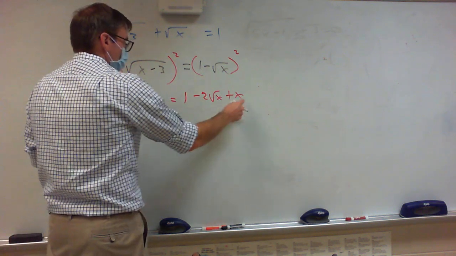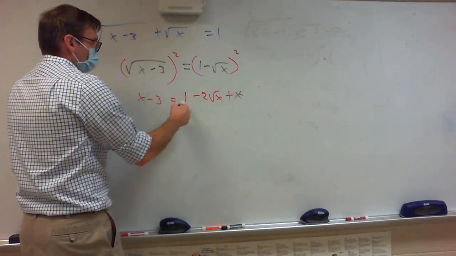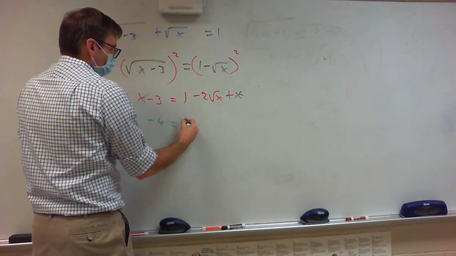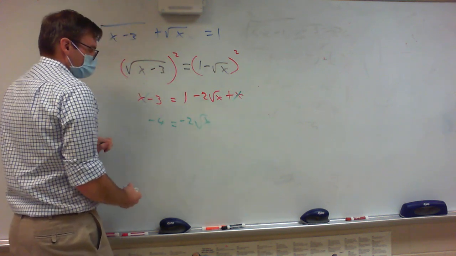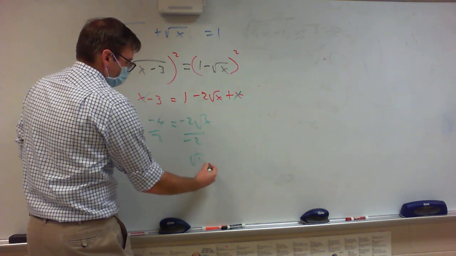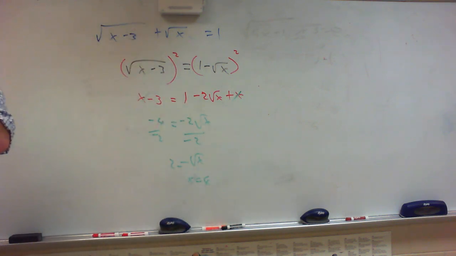So let's see, subtract x from both sides. Well, that's convenient. These go, if I subtract 2 from both sides, I get a negative 4. It's equal to negative 2 square root of x. I'm going to divide everything by negative 2. So I get square root of x is equal to 2, and we end up with x is equal to 4. Are we okay so far?